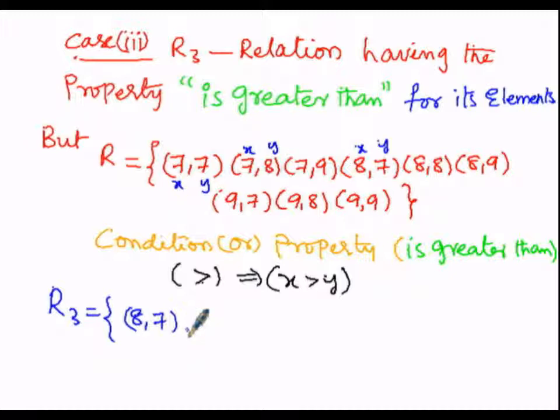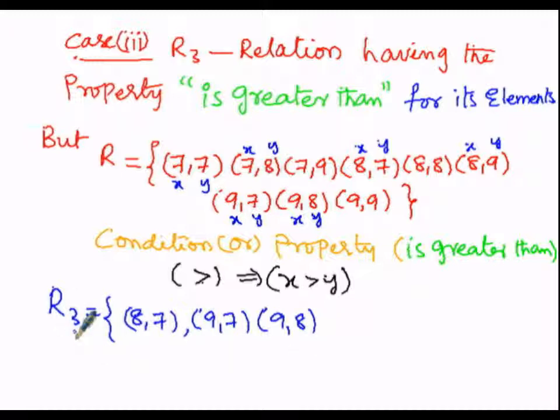Then (8, 8): both are equal, so it does not satisfy this condition. (8, 9): x is 8 and y is 9, x is less than y, so it does not satisfy. (9, 7): 9 is greater than 7, that is x is greater than y, therefore we can include (9, 7) also as an element of R3. Then x value is 9 and y value is 8, 9 is greater than 8, so it satisfies the condition, therefore we can include (9, 8) also as an element of this relation R3.